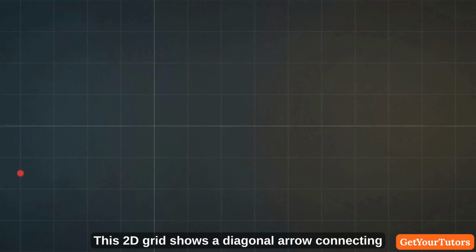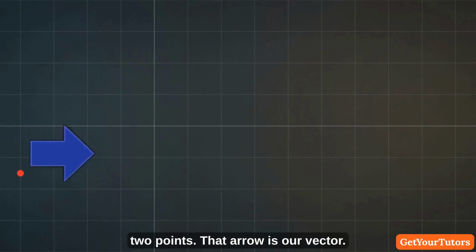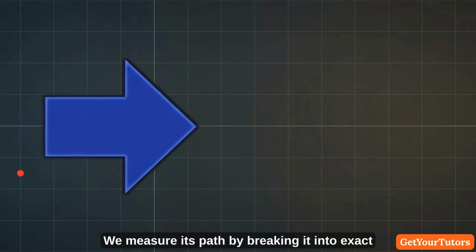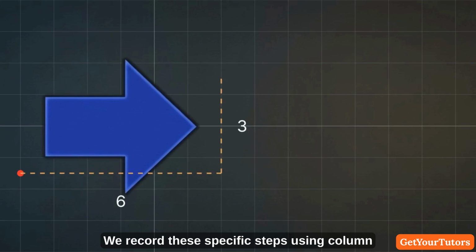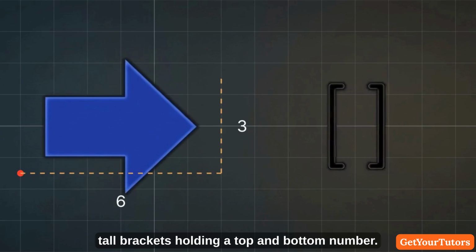This 2D grid shows a diagonal arrow connecting 2 points. That arrow is our vector. We measure its path by breaking it into exact horizontal and vertical distances. We record these specific steps using column vector notation, tall brackets holding a top and bottom number.